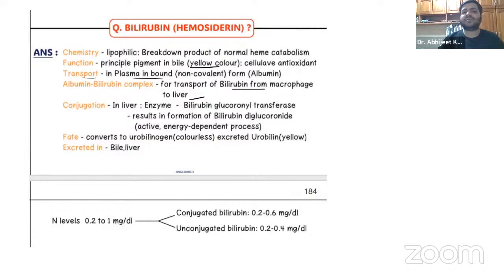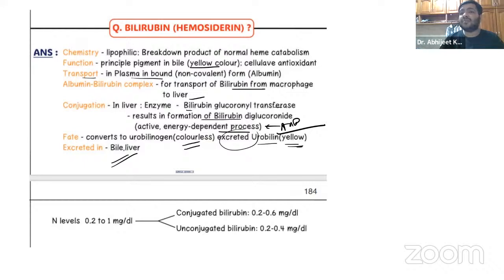So conjugation, basically in the liver, you already know we have the enzyme bilirubin glucuronyl transferase, which results in the formation of bilirubin diglucuronide. Okay, and you already know it is an active process. It's an energy-dependent process where ATP will be utilized. And the fate, what is the result? It will be converted into urobilinogen, which is colorless, and urobilin, that is the yellow component, is excreted in bile from the liver part, right?